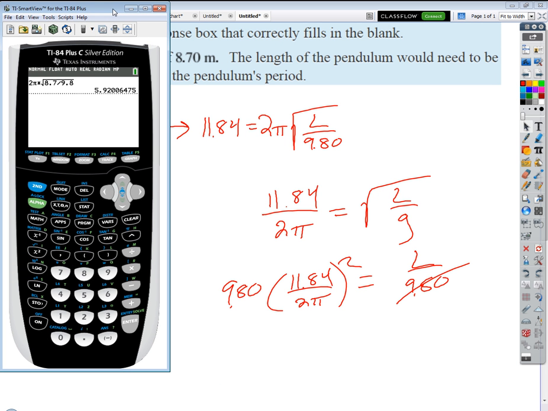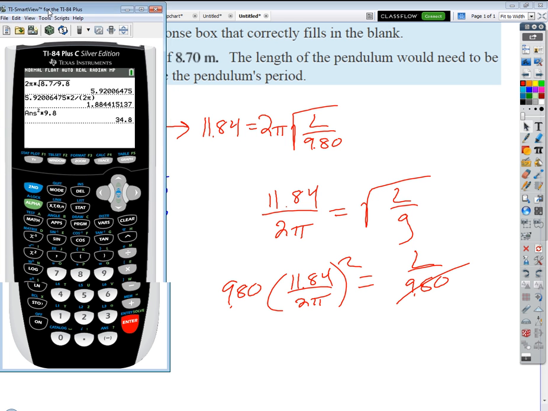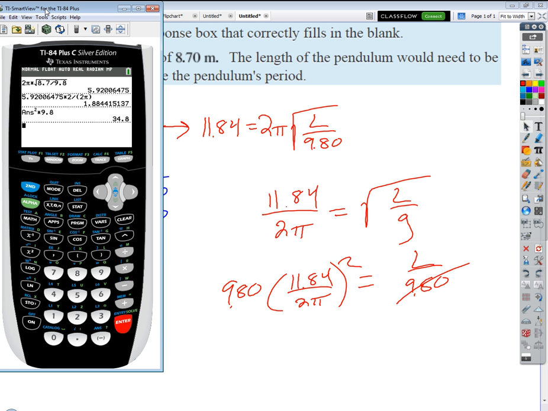So that gives me this number times 2 divided by the quantity 2 pi, squared, times 9.8 is 34.8. Well, interesting. 34.8. Is that related to 8.70? Yeah, times four. It's 4 times bigger.